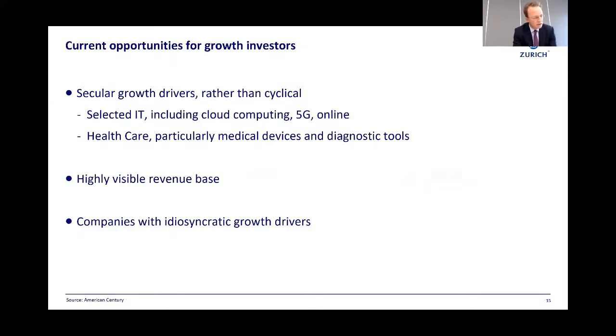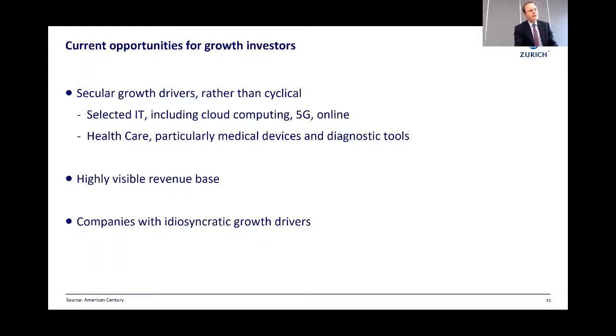5G presents strong opportunities. Cloud computing, the likes of Alphabet. These are companies which are tapped into strong growth over the long term. Also, companies which have got a highly visible revenue base. I don't know if you use Adobe, but these types of subscription type models are very powerful. And then likewise, or finally, companies which have got idiosyncratic growth drivers.